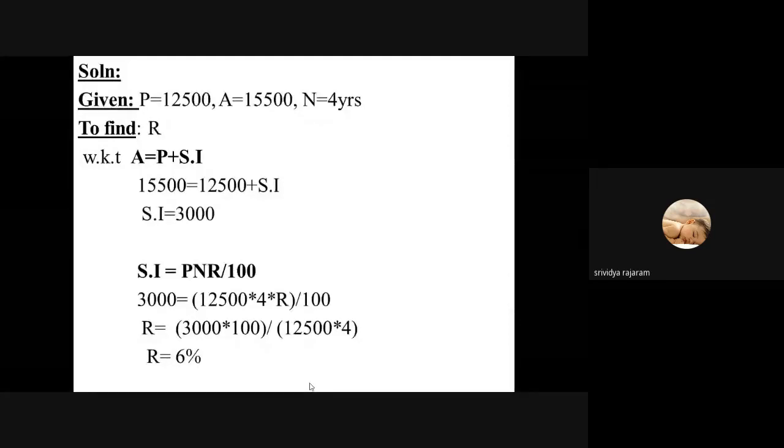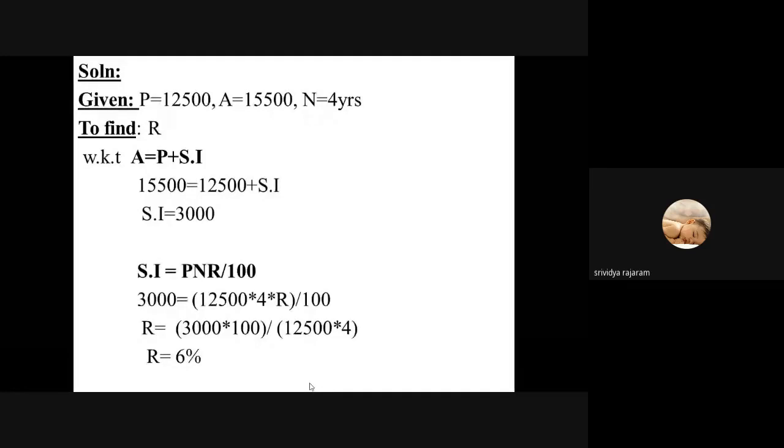So SI, which we have calculated as 3,000, is equal to P is 12,500 into N, which is the number of years. It is given in years, so substitute directly as 4, into R, which is the term we have to calculate, divided by 100. So on simplifying we are getting R as 6%.